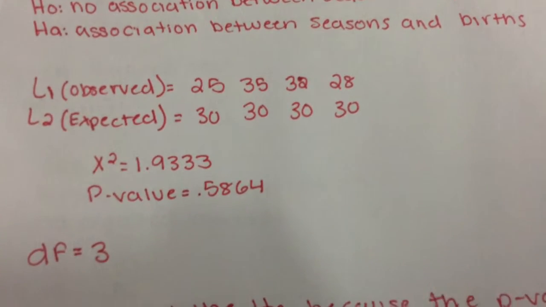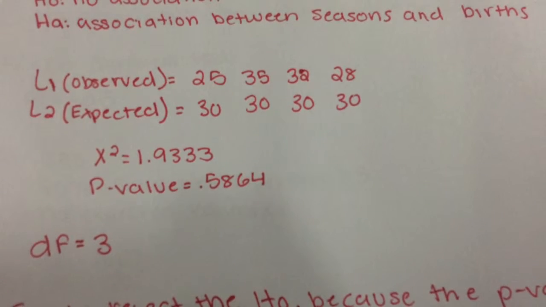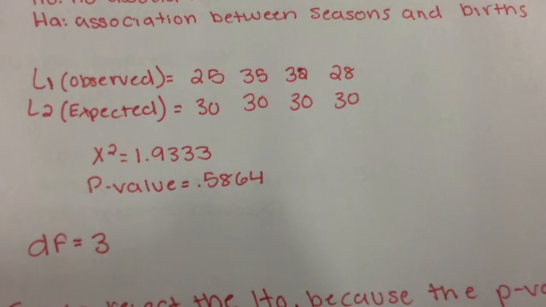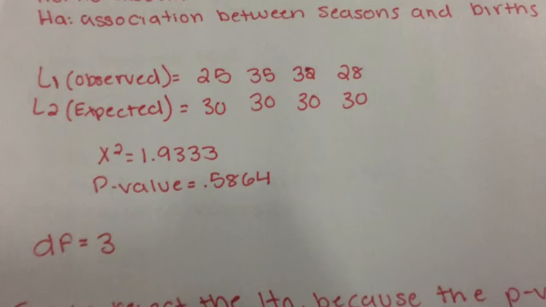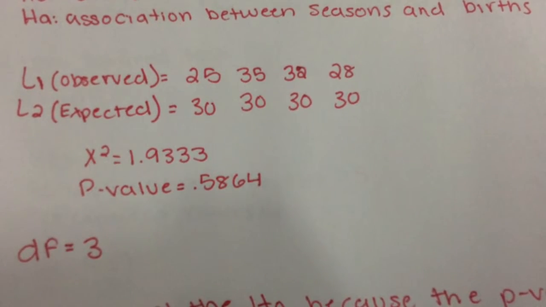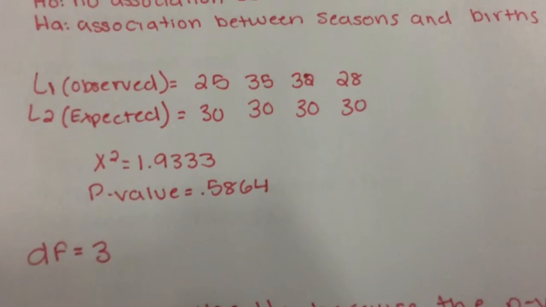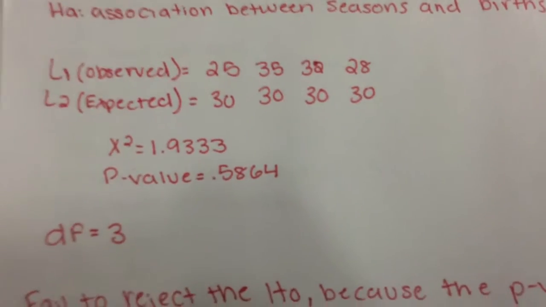Once we plug these into the list, we're going to do the chi-squared test on our calculator and get an x-squared value of 1.9333 and a p-value of 0.5864. Our degrees of freedom is 3 because there's 4 seasons, minus 1, which answers part C.